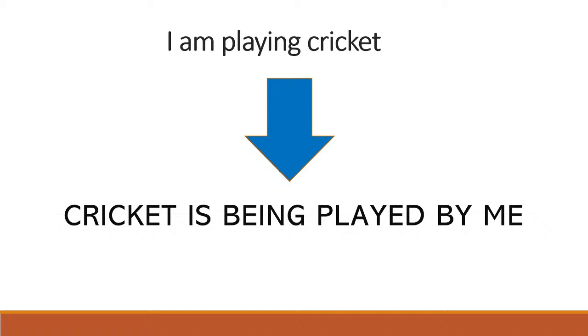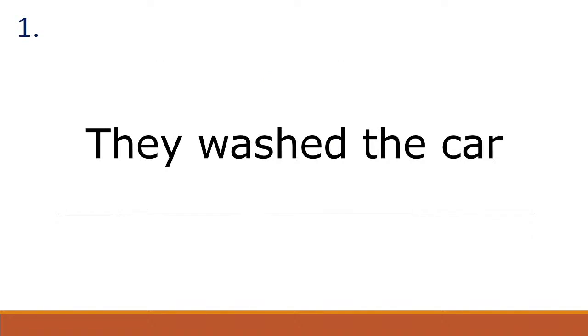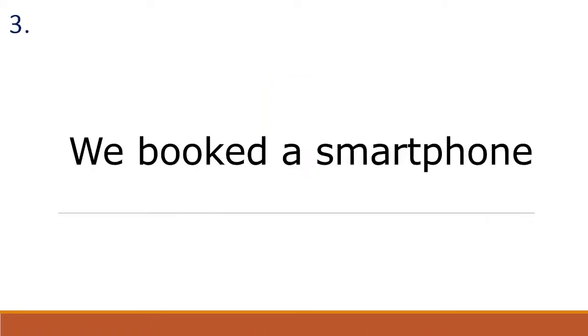Great. So we have discussed one simple tense, simple past tense, and one continuous tense, present continuous tense, right? So next sentence. We booked a smartphone. Another sentence which is in the simple past. So we is here the subject. We already know that noun and pronoun can be the subject. So we is here the pronoun.